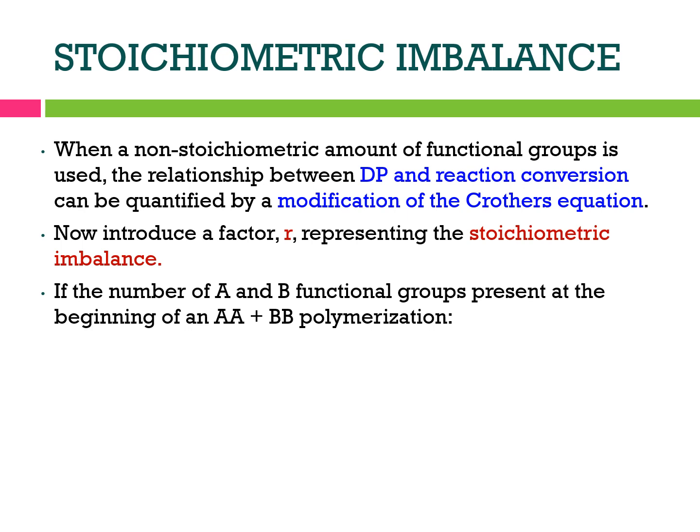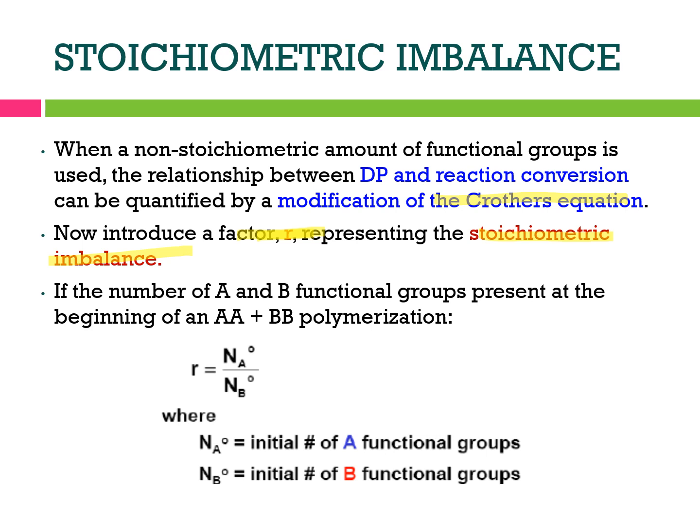To relate the stoichiometric imbalance to the degree of polymerization and also the reaction conversion, we can write a new expression by modifying the Carothers equation. We have a new factor R here, which is our stoichiometric imbalance. The stoichiometric imbalance can be obtained by using this formula, where R equals the initial A functional group divided by the initial B functional group.